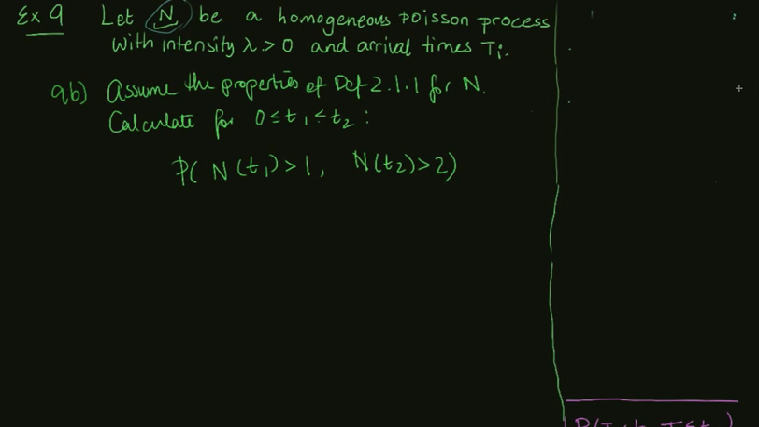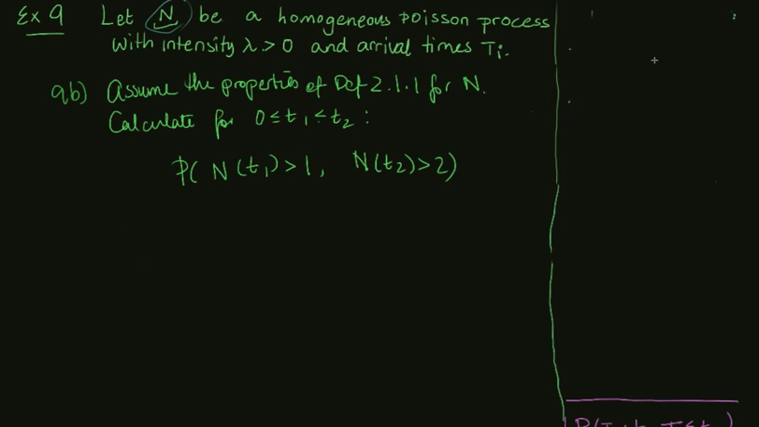So now we continue on to 9b, where we will look at the homogeneous Poisson process in terms of the first definition we encounter from the book. They ask us then to find the probability that the claim number at t1 is greater than 1, and the probability that the claim number at a later time t2 is greater than 2.